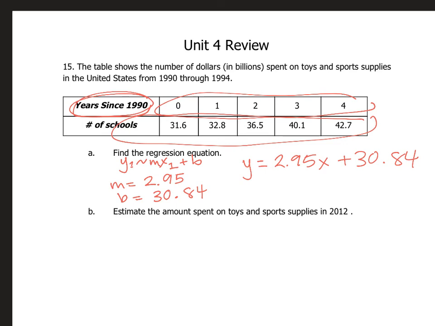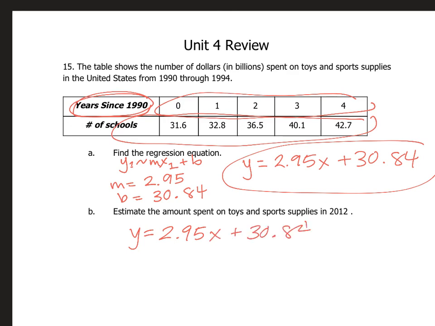Sorry, guys. So we have our formula. I'm going to write it down here. Y equals 2.95x plus 30.84. Okay, now plug in that 22. Make sure you plug in 22, not 20, because I misspoke earlier. Sorry about that. And see what the estimate is.